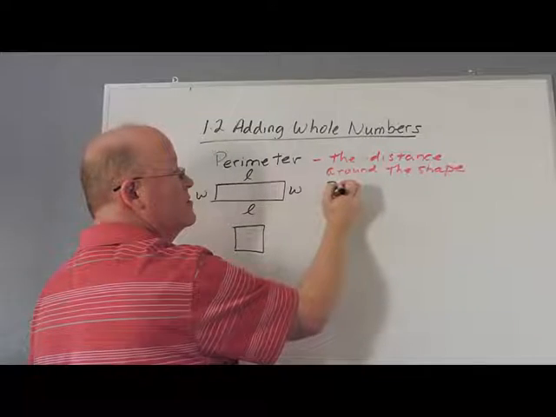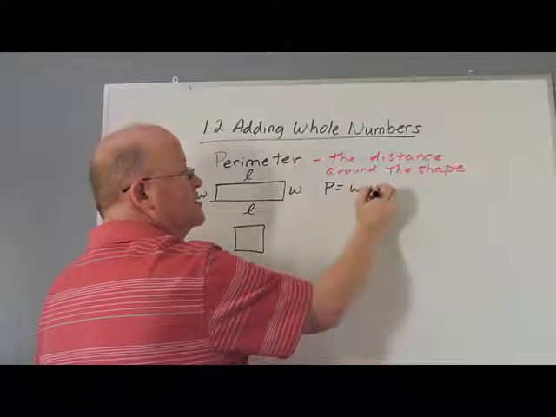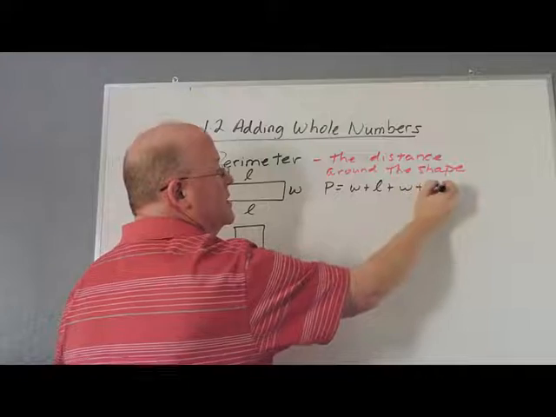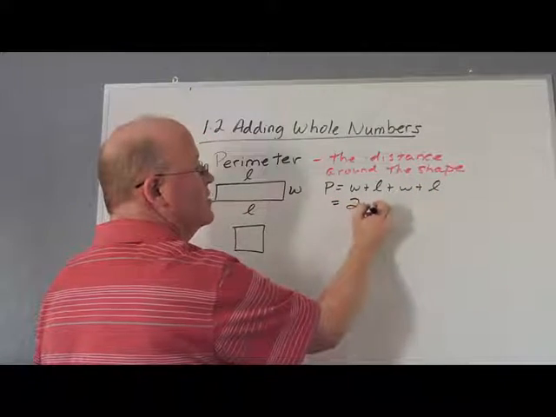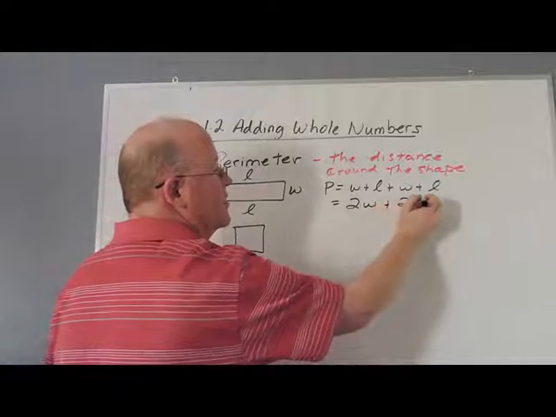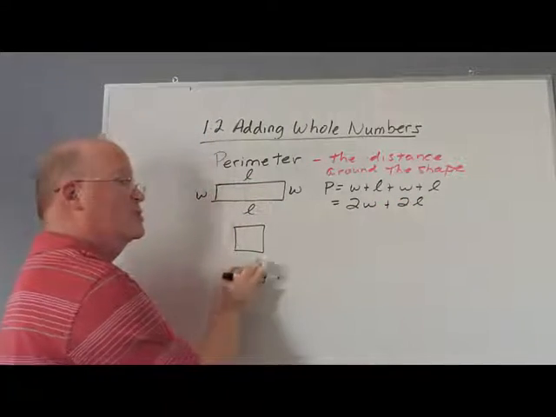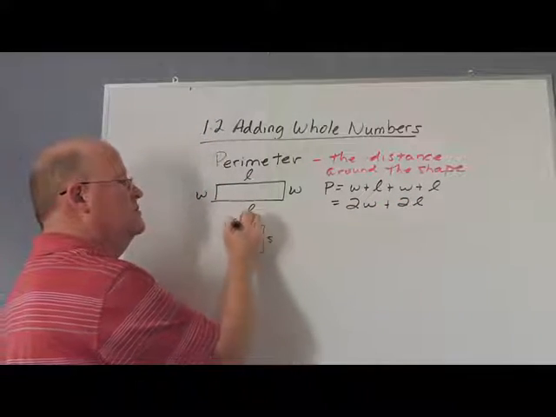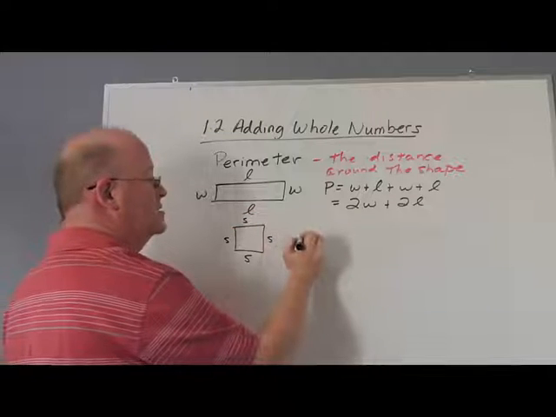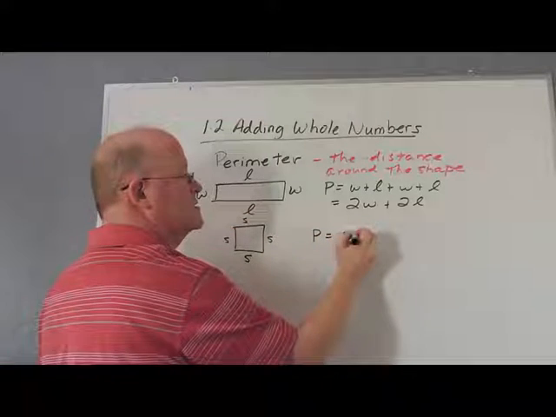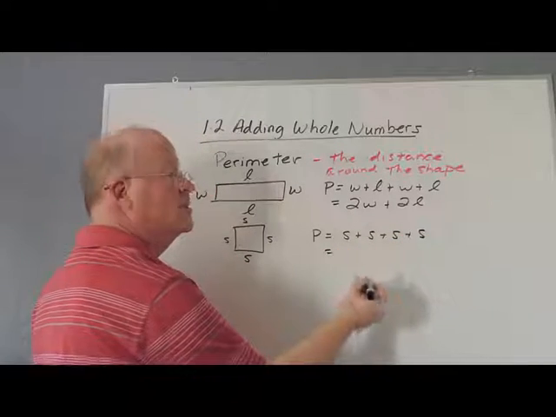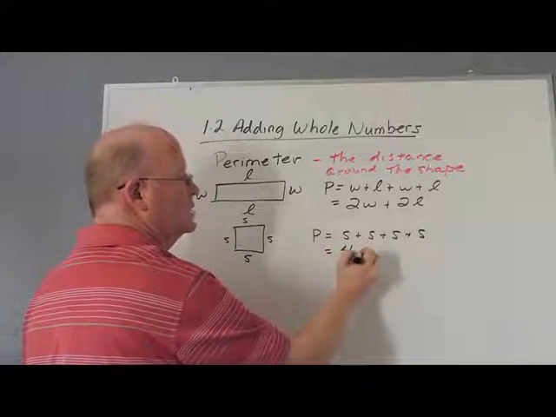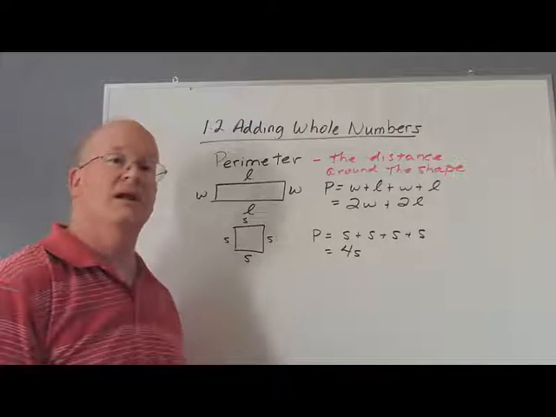We can either go perimeter is equal to W plus L plus W plus L and add those up, or we can say we're going to have 2 of our widths plus 2 of our lengths. When we have a square, all 4 sides measure the same thing. And you could say that the perimeter of a square is side plus side plus side plus side. Or since all of them are the same, you can say 4 times that side, whatever that side is.